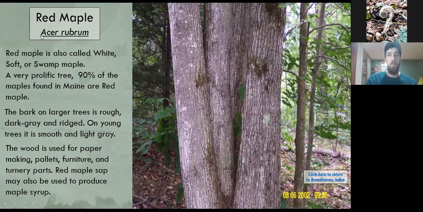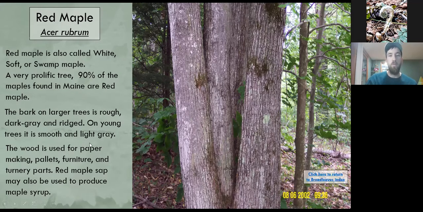Red maple is found statewide in every town and county. I'm sure it's a prolific tree. In terms of its successional stage or its shade tolerance, it's sort of an intermediate. It can handle high shade, but it also can do well in bright light conditions. So the bark on larger trees tends to be rough and kind of scaly, and then typically on young vigorous trees it tends to be smooth and a light gray.